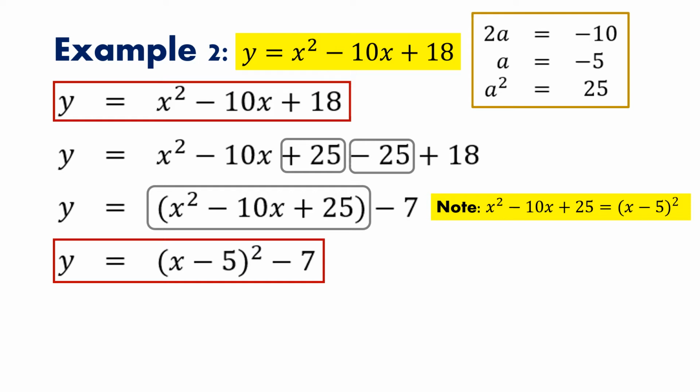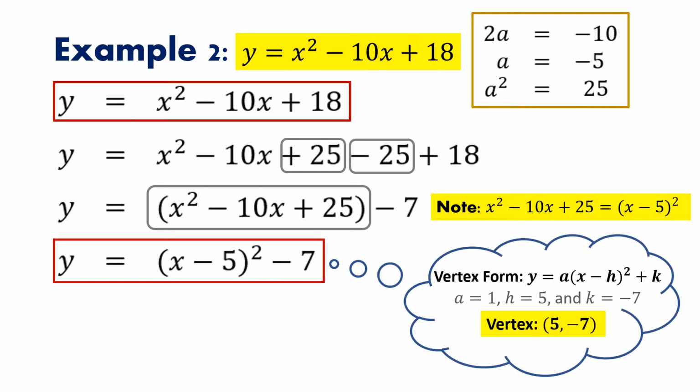This equation is again in vertex form. Note that a is equal to 1, h is equal to 5, and k is equal to negative 7. The vertex is the point 5, negative 7.